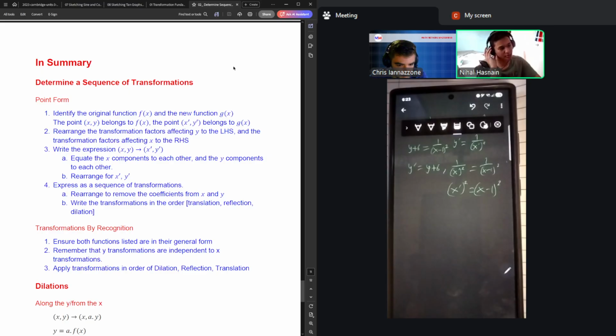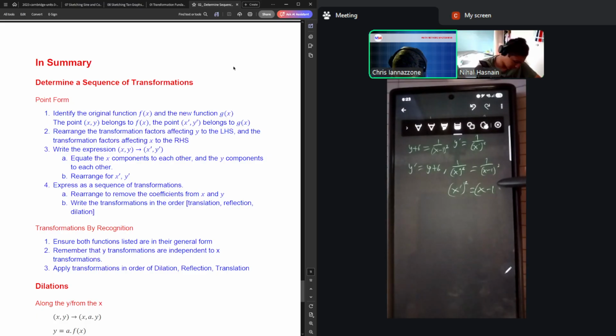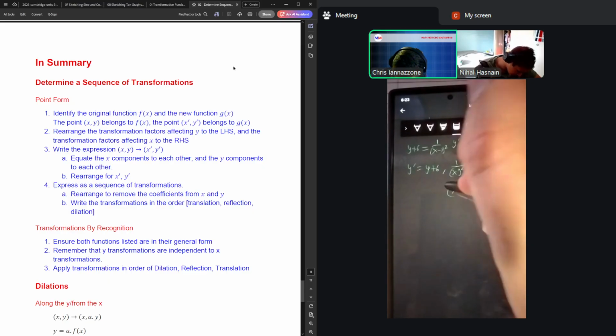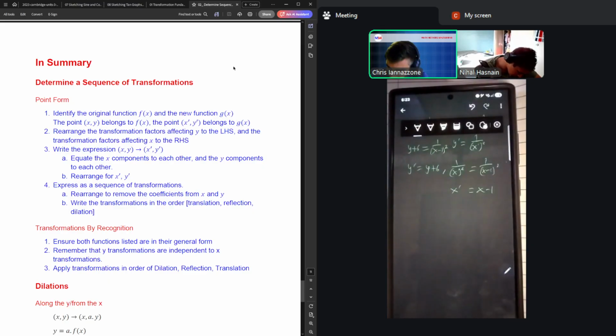Okay, so we can simplify that by canceling out the squares. Yep, pretty good. But now, yeah, it's done. That step is done. That's good. Yeah, step 3 is done.